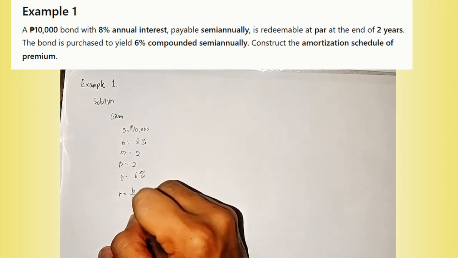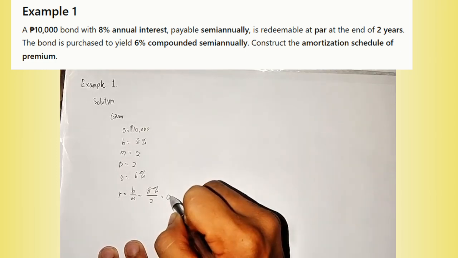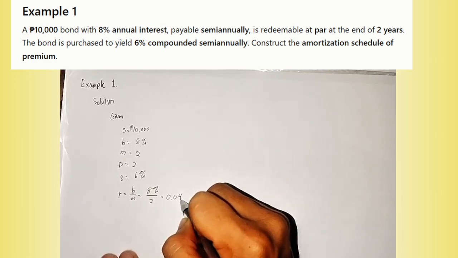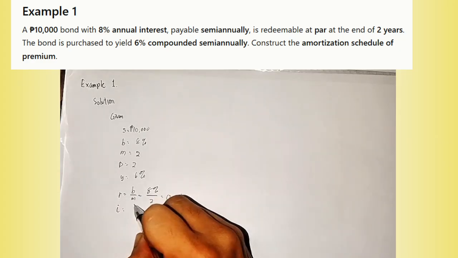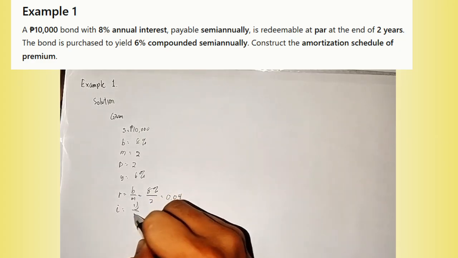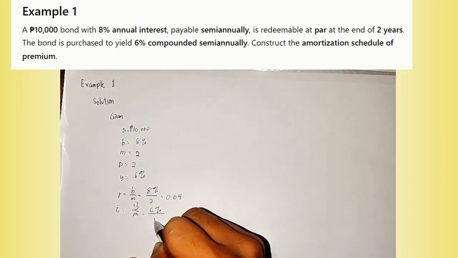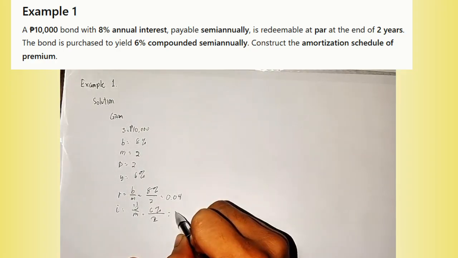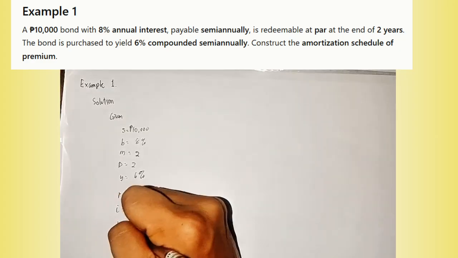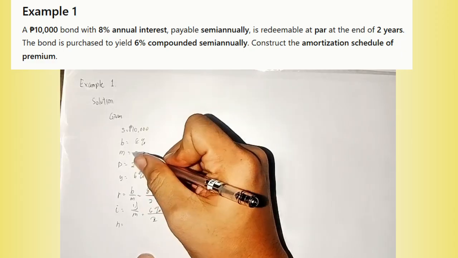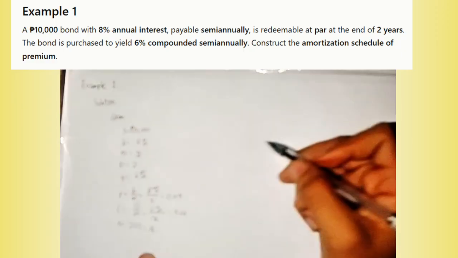Let's find the value of R. R is B over M, 8% over 2, so 0.04. We have I is Y over M, basically 6% over 2, so 3%, 0.03. Since we have N, M times D is 2 times 2 equals 4.